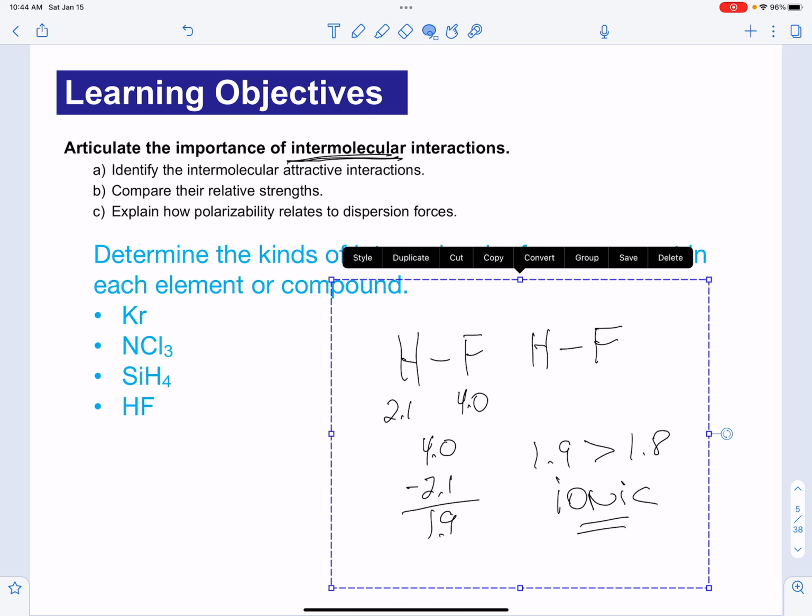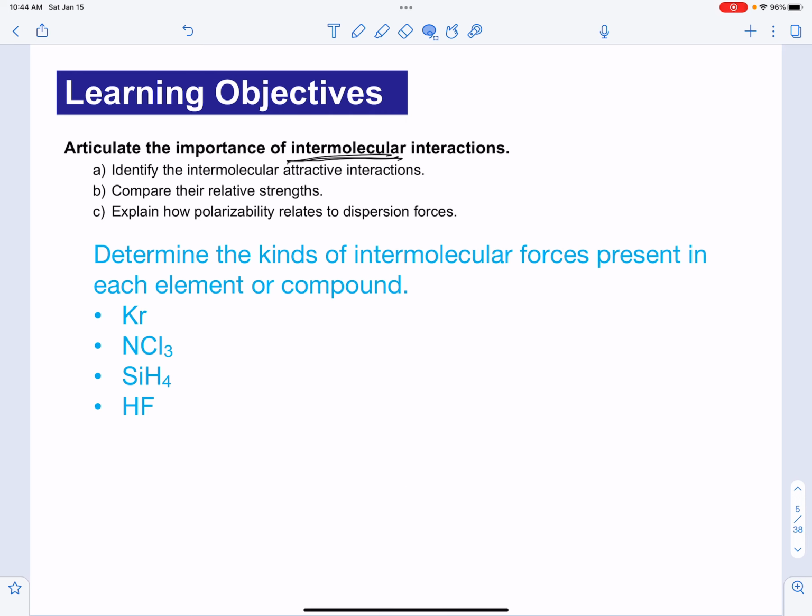So now that we get that, let's look at this. First, krypton. And we're looking for intermolecular forces. So it's not just krypton, it has to be krypton with another krypton. So what type of intermolecular force do we have between krypton and krypton? Well, let's see. Dispersion force.